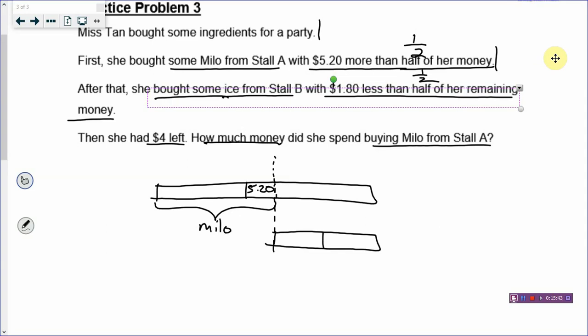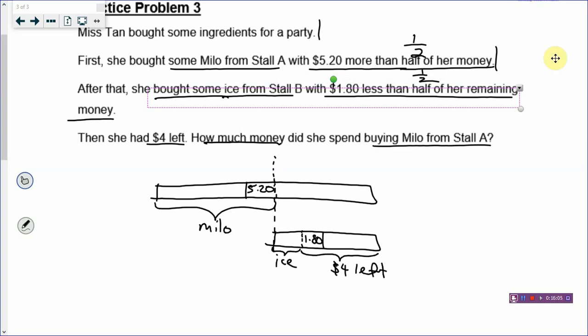So you're going to cut backwards over here. This is your $1.80 less than half of the remaining money, and is used to buy ice. Then she had $4 left, which is from here to the end. That is your $4 left.